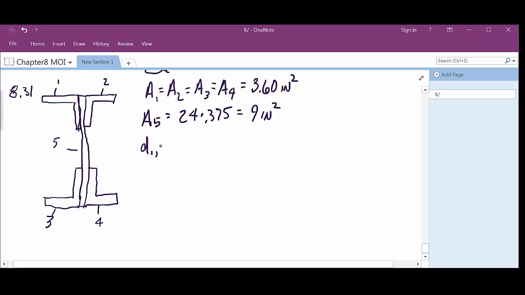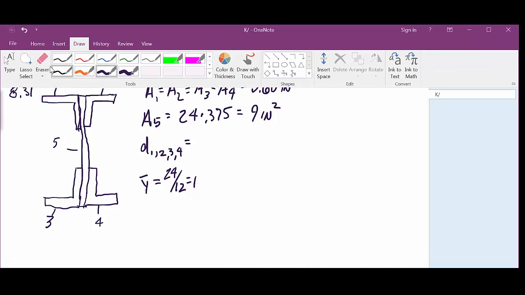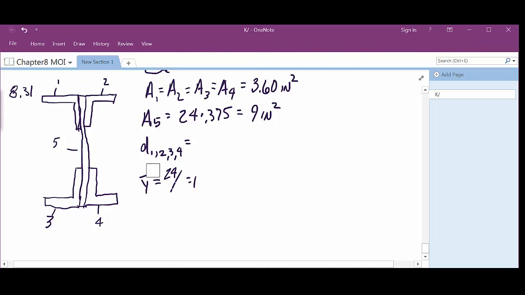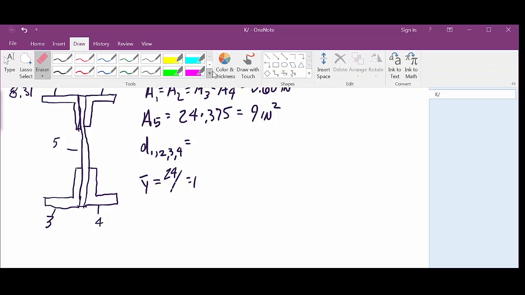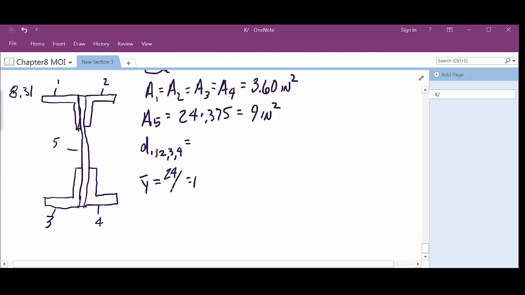D1, 2, 3, and 4 are all the same. Well, first I need to have y bar, don't I? 24 divided by 2. Putting my answer in there. 24 divided by 2, right? Equals 12.